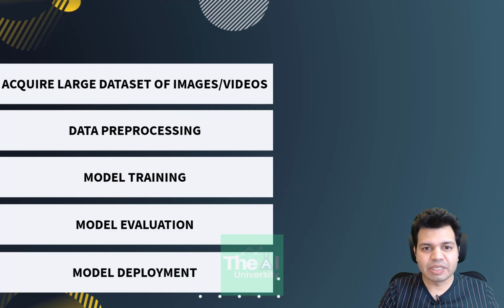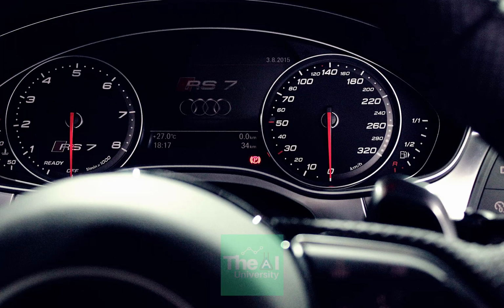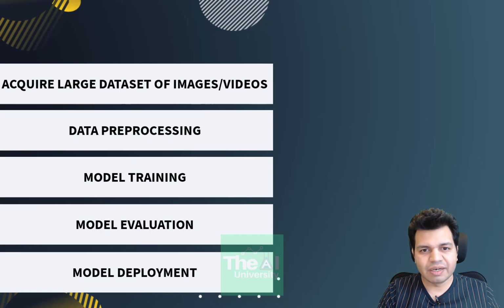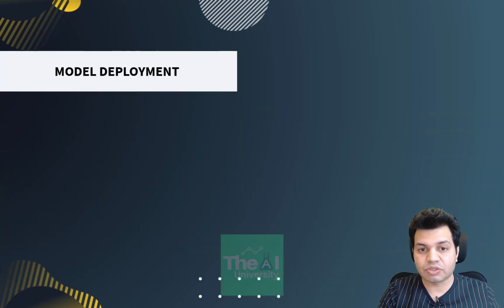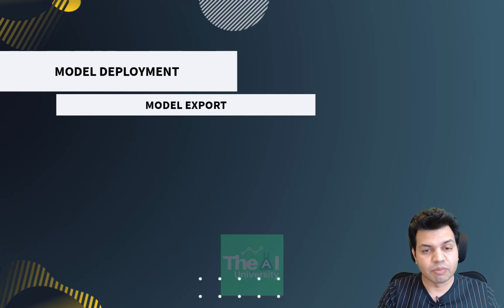So the next step is model deployment. Once the model has been validated, it can then be deployed on the car's onboard computer. This allows the model to make real-time decisions as the car is driven. Here are the steps that are used for model deployment on the car's onboard computer. In this particular step, there are several sub-steps. Number one is model export.